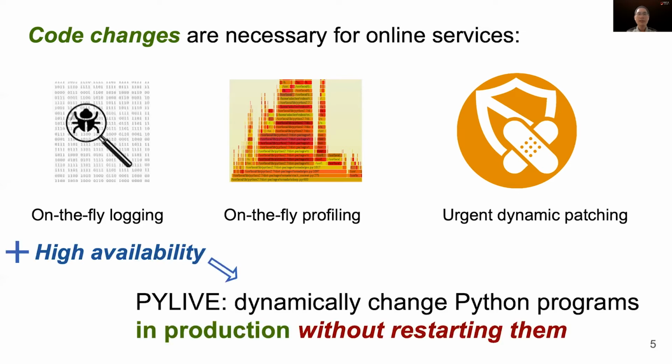Motivated by Python's popularity and the demand of applying code changes while keeping high availability, in this paper, we design and implement a framework called PyLive that enables dynamically changing Python programs for on-the-fly logging, profiling, and bug fixing on production systems without restarting them.